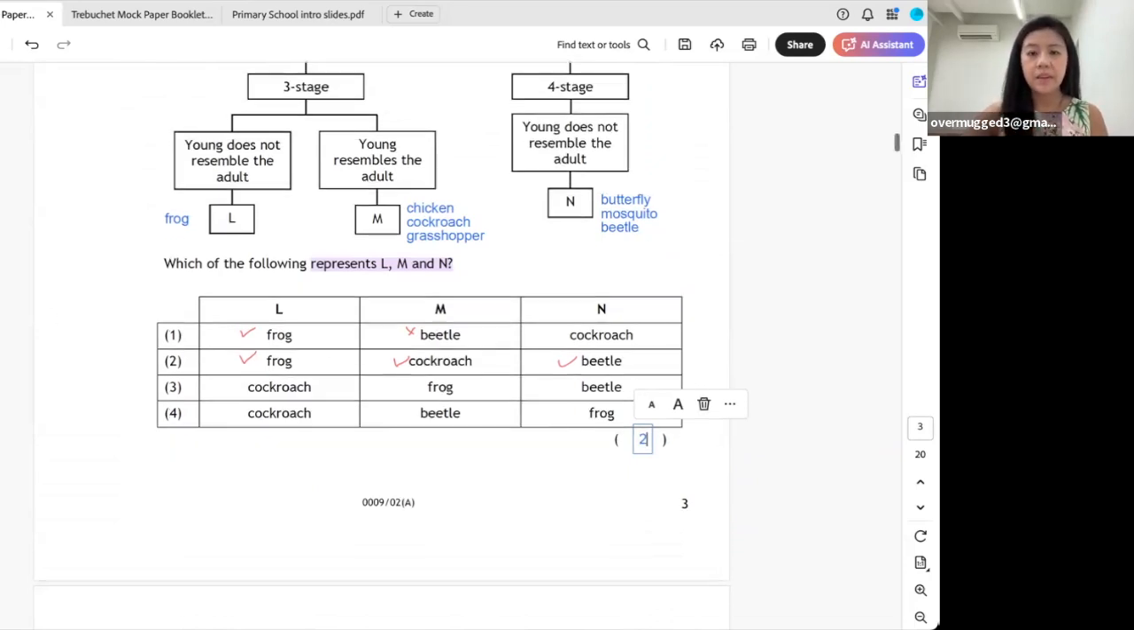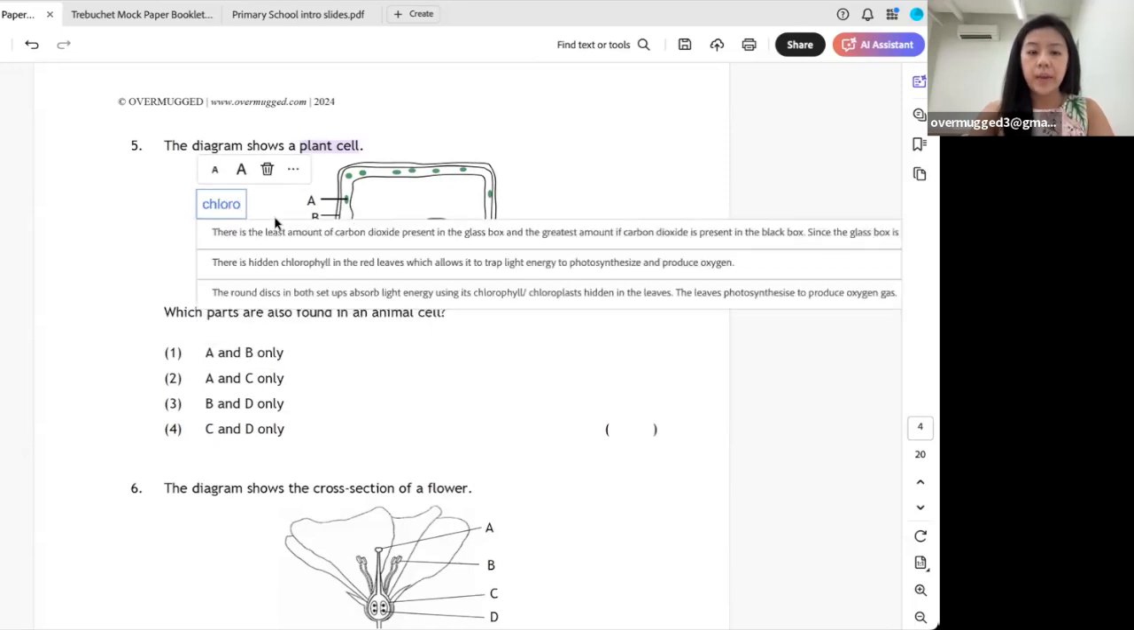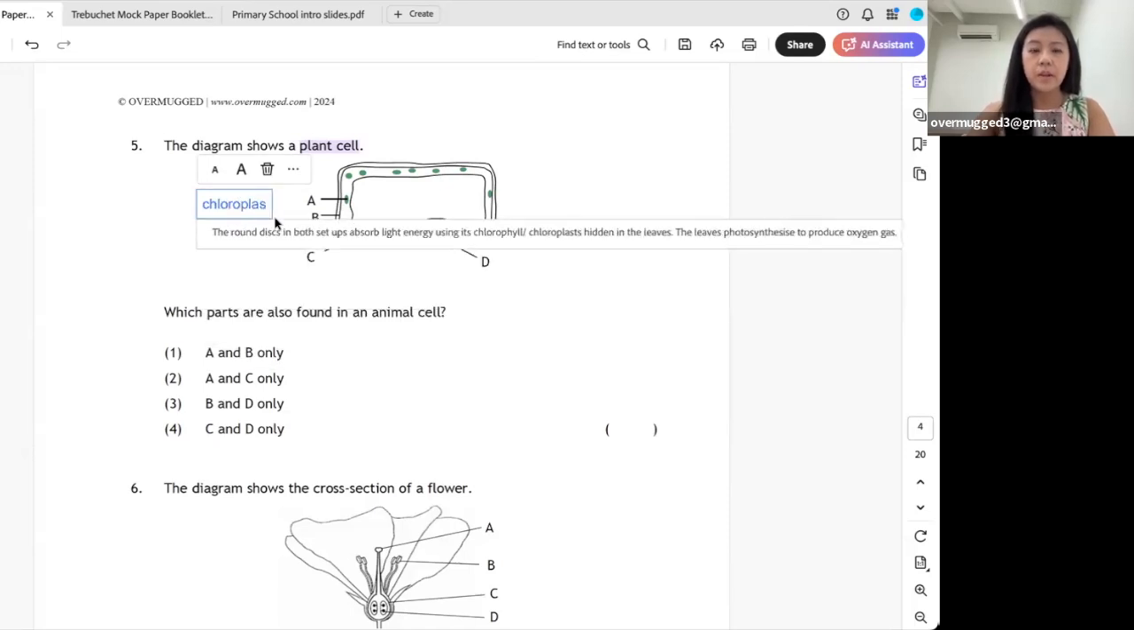All right. Now with that, let's go on to question 5. This is a P5 topic on plant cell. So the diagram below shows a plant cell. Like we've said earlier, it's always good to label parts that's in the diagram so it's clearer for you. So for A, this would be the chloroplast.